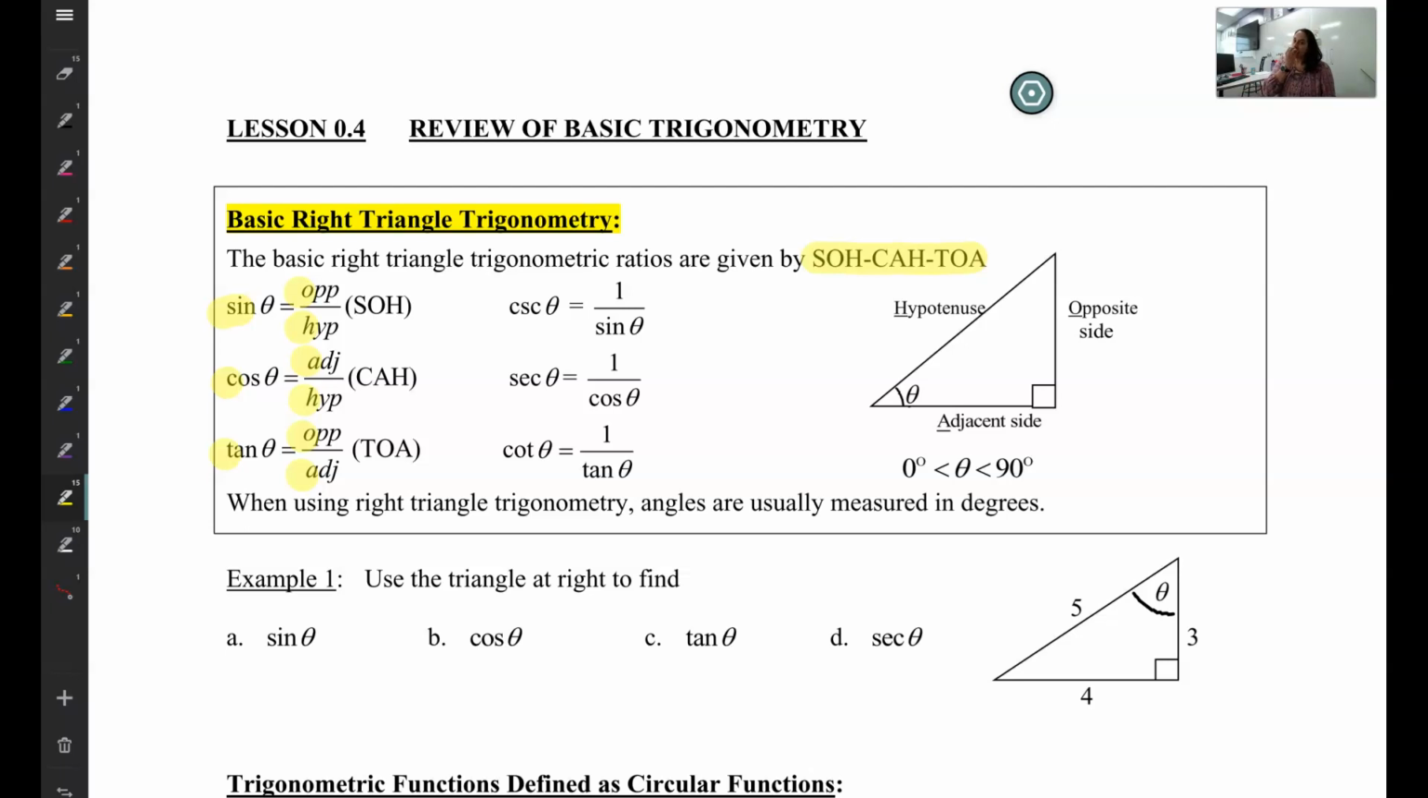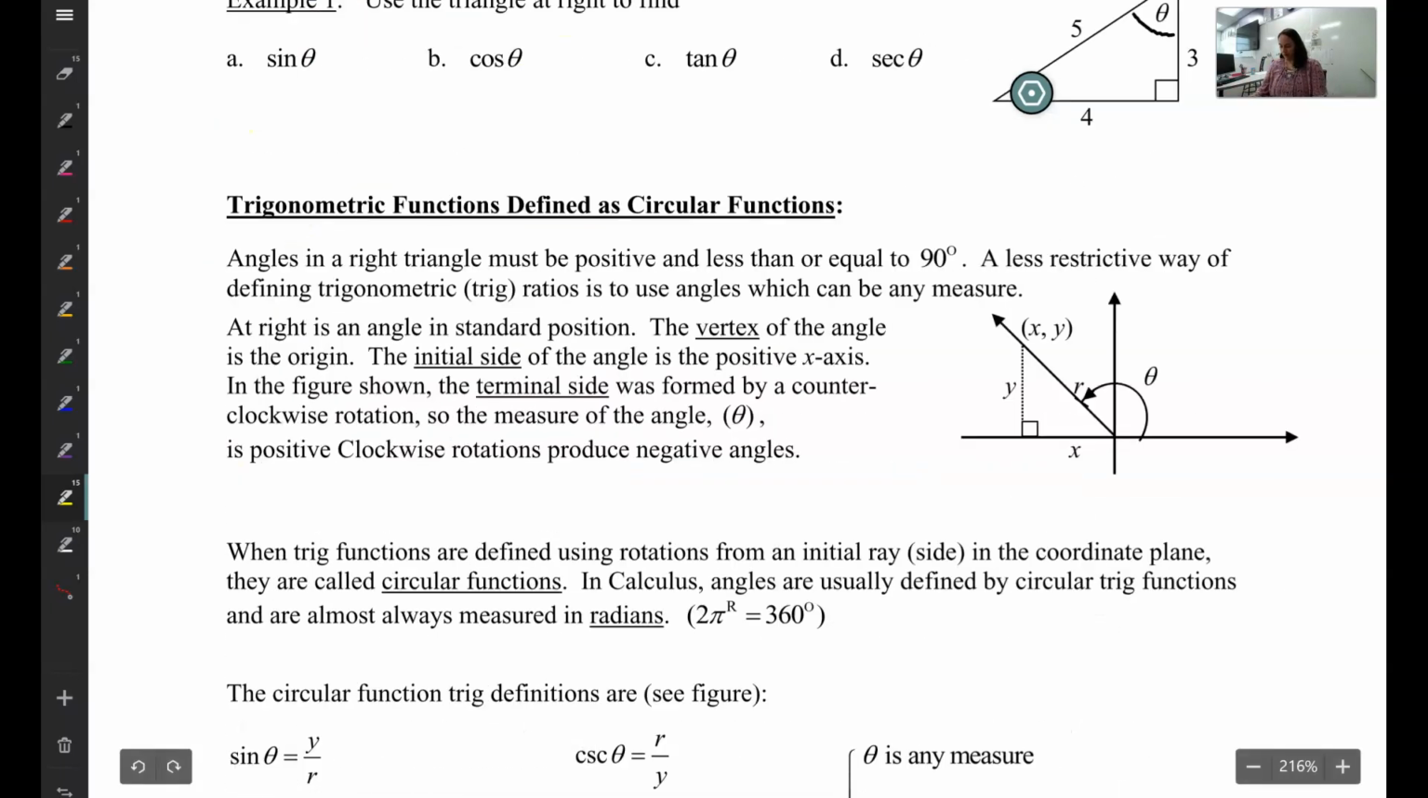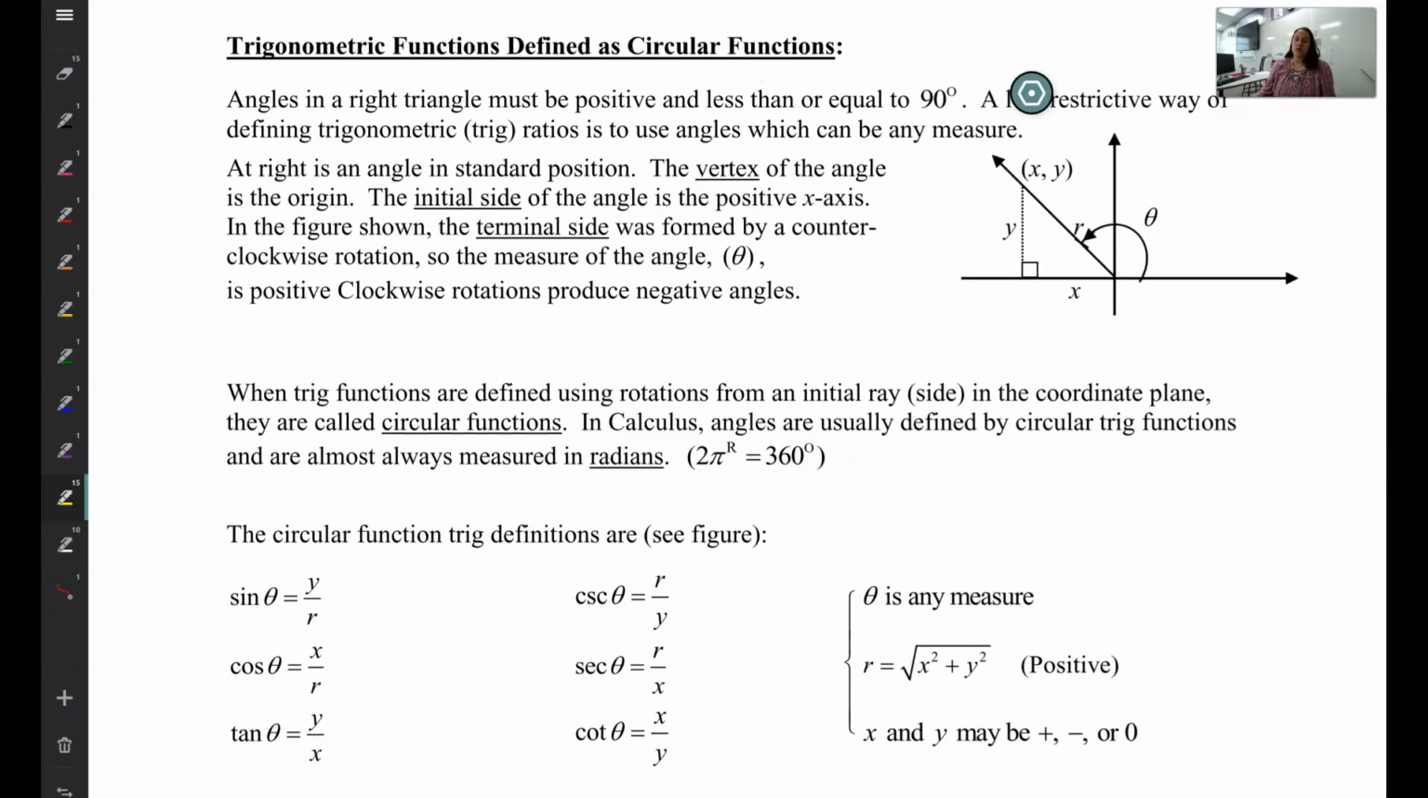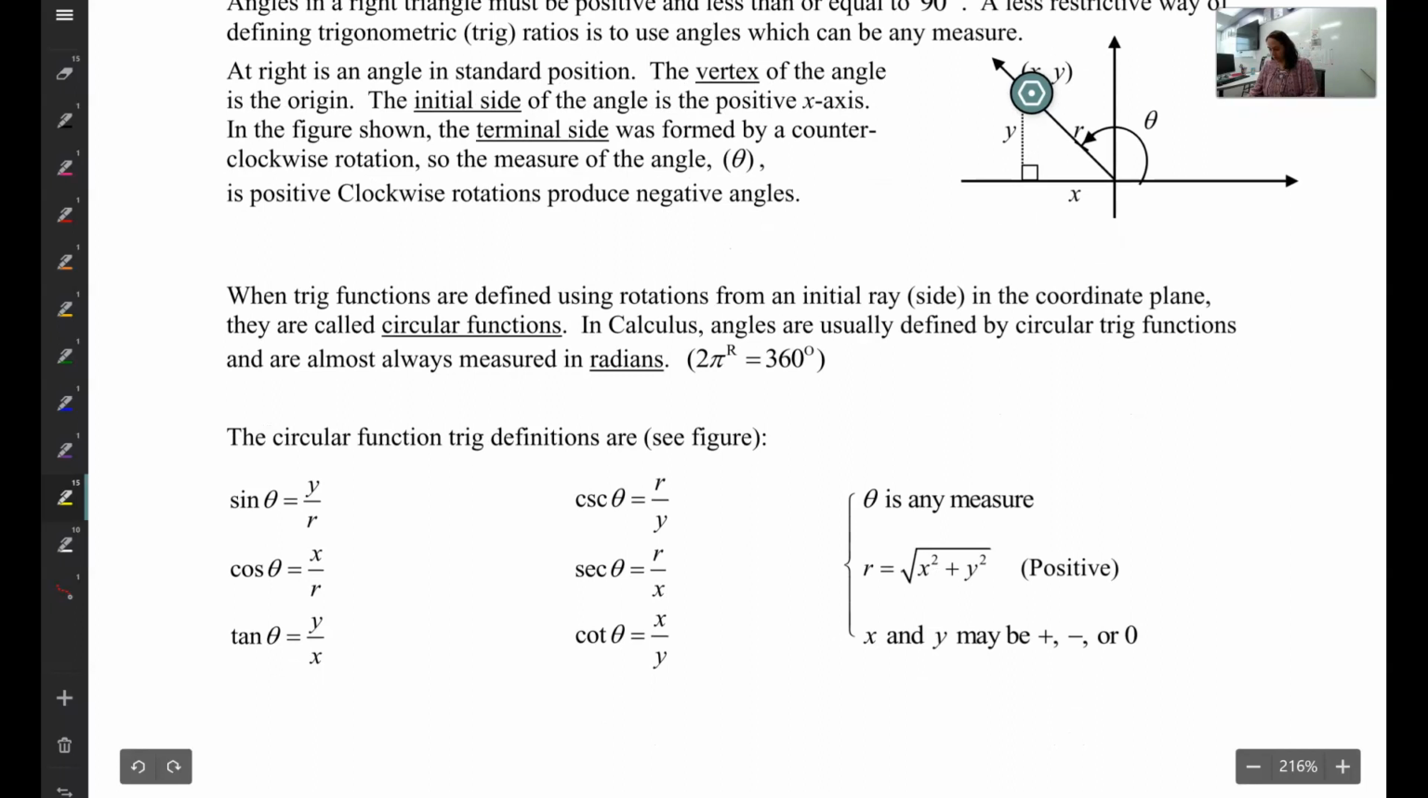However, we also talk about these in the world of circular functions where we don't have a hypotenuse, we don't have an opposite or an adjacent because we're talking about a circle, not a right triangle. When we're talking about circle world, then sine is y over r, cosine is x over r, and tangent is y over x. So those are different definitions, they have relations, but you need to know both.